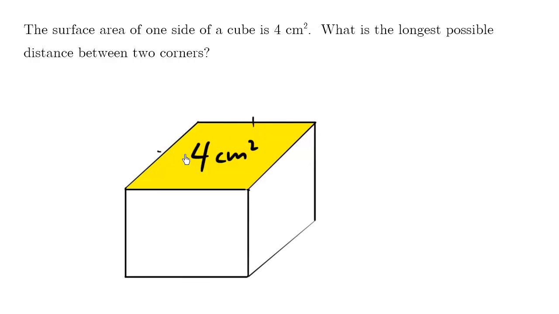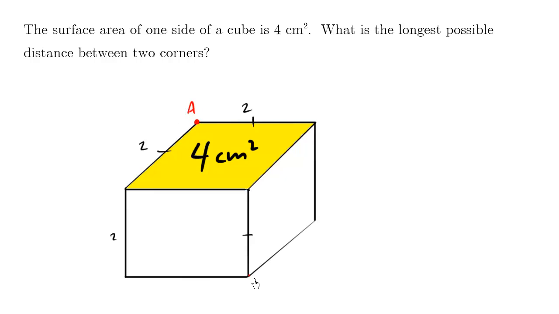So this happens to be a perfect cube. This would be 2 times 2 is 4. So we know that the side lengths are 2 centimeters. Now the question is, what's the longest possible distance?